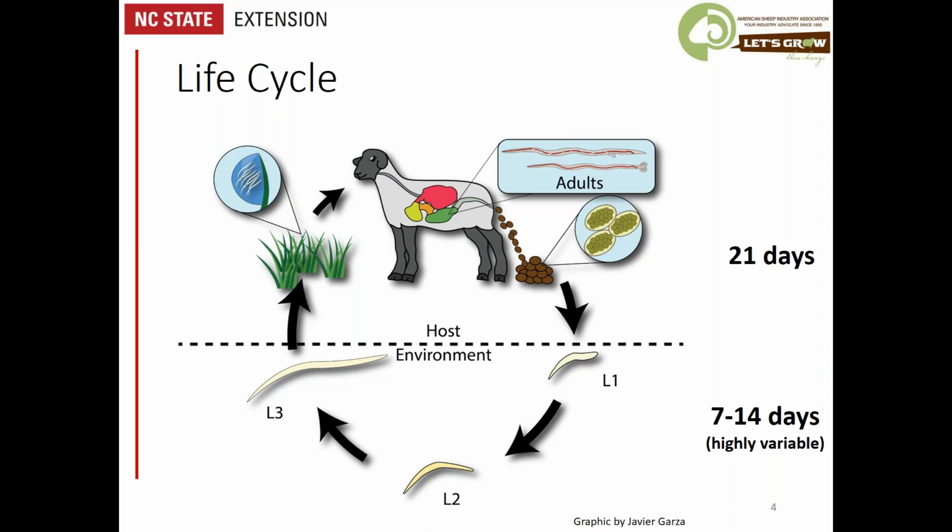So about 21 days inside the host from L3 to eggs, and outside the host, that time frame is highly variable. I say generally 7 to 14 days during really hot, humid, wet weather. It could be even shorter than that. It could be 3 or 4 days. During cooler times of the year, maybe it's drier, it could be longer than that. And so that time frame is relatively variable, but generally in that time span of a week or two or so.